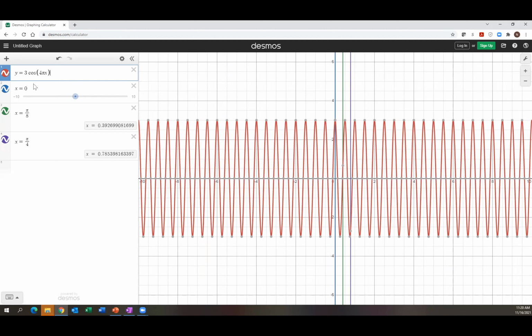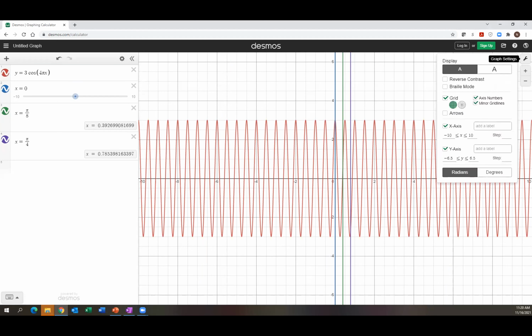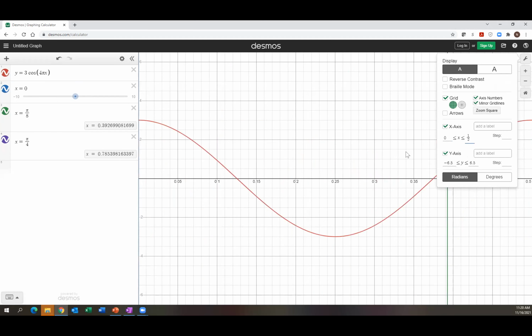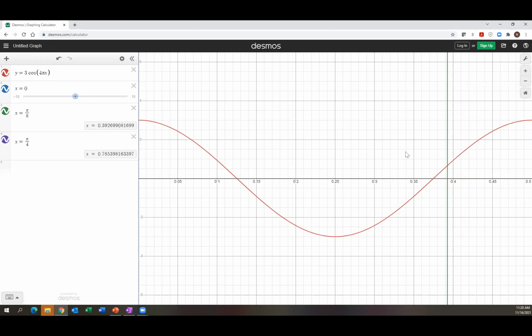Notice this one has a lot different graph. So what we could actually do here is come over to settings and make our x-axis between 0 and 1/2, because that's what our bounds are on. We might have to change what values we plug in, because notice we only have one value, the pi over 8, that falls in between that. So we might need to change these values to match what we want to plug in here. Just keep in mind, we may need that.